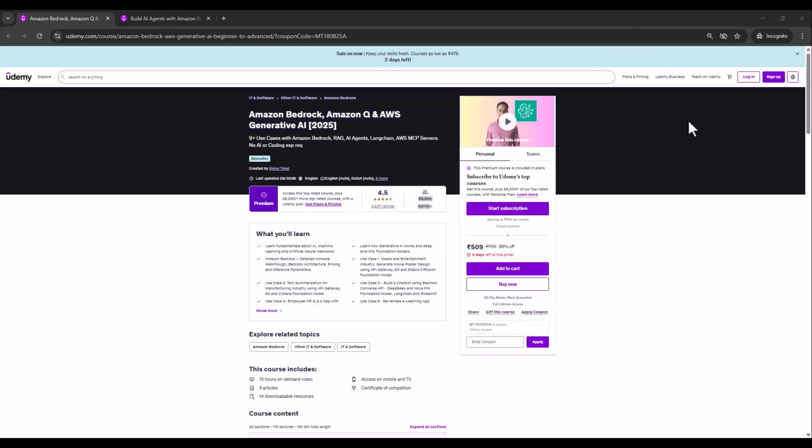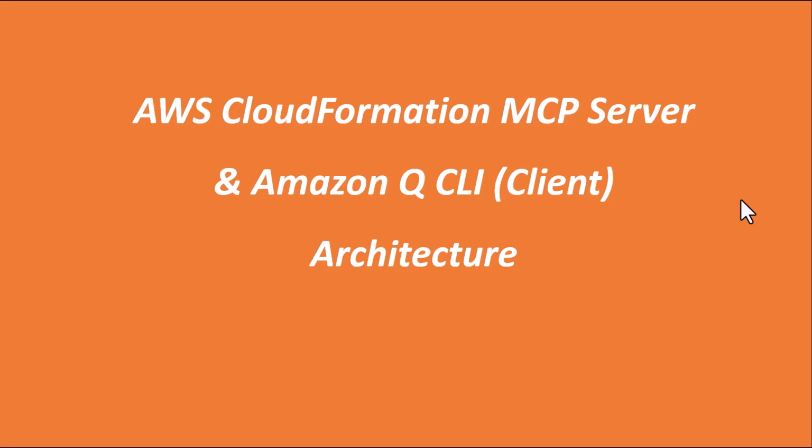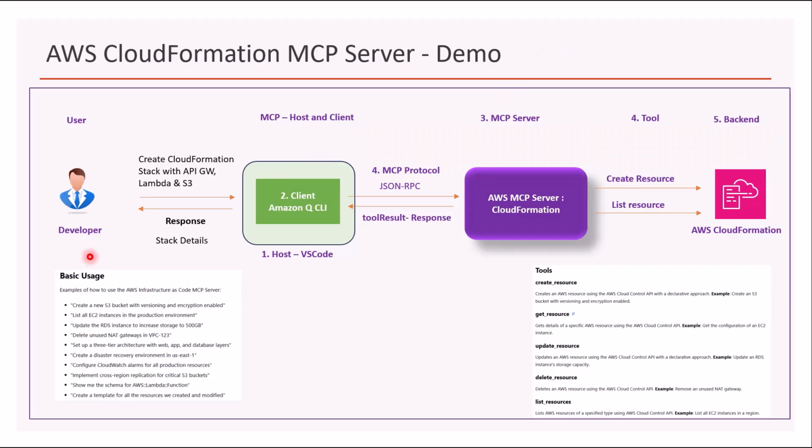Okay, now let's continue. As part of the demo, I'm going to show you how to configure the AWS CloudFormation MCP server with Amazon Q CLI as the client. So let's say we have a developer and he uses VS Code as his IDE, and that's going to be our host. Then we're going to install the Amazon Q CLI on the VS Code, which will act as our client. So now we have the MCP host and client.